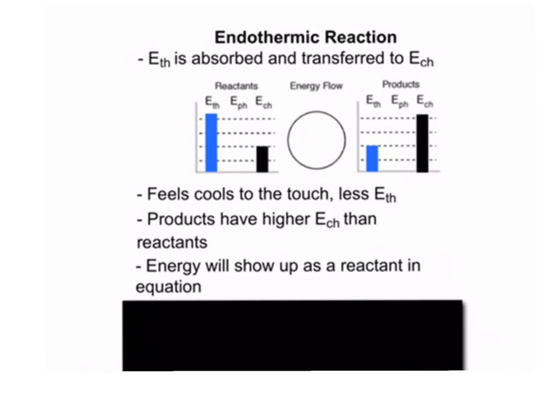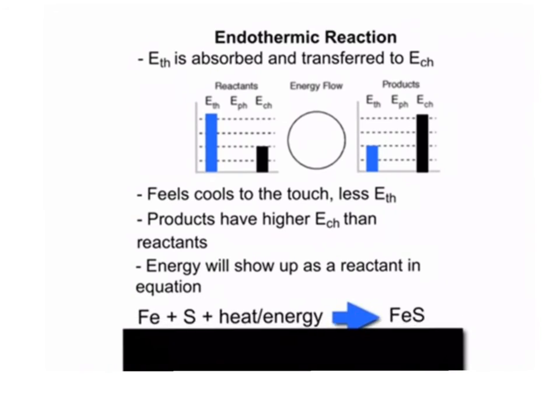And in this case, the energy will show up as a reactant in the equation. So in the video we watched, we reacted sulfur and iron, but we had to add some heat and energy to make this reaction happen so that we could form iron sulfide. And again, the iron sulfide is going to store a lot more chemical energy than the iron and the sulfur did themselves.